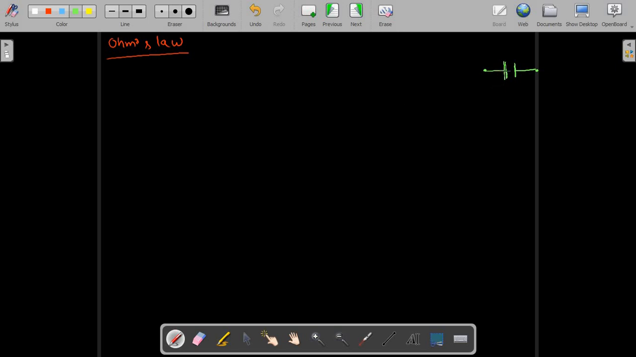What should be there? Potential difference. So for the potential difference we add a battery, and this is the sign of a battery. If the circuit is completed, then the current flows in the circuit. So experimentally it was found out that the current was flowing in the wire.